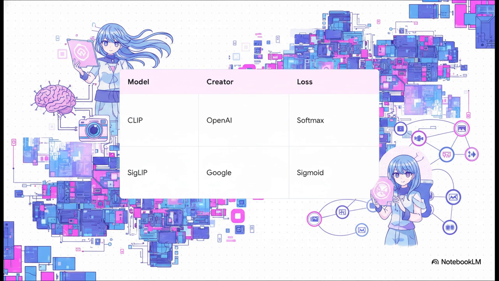For example, OpenAI's CLIP is highly effective, but it's pretty memory intensive because its softmax loss mechanism requires calculating a massive pairwise matrix. Compare that to Google's SigLIP, which uses a sigmoid loss mechanism to evaluate individual image-text pairs. That makes it incredibly scalable and way more memory efficient.